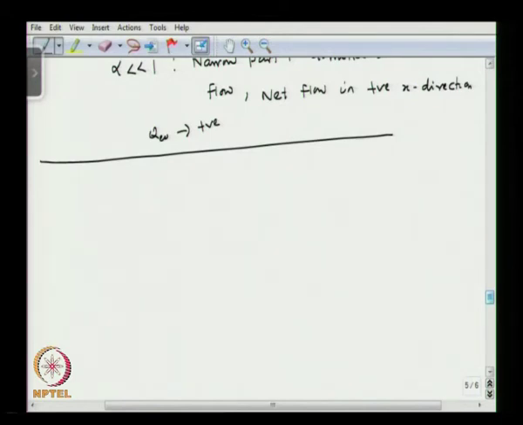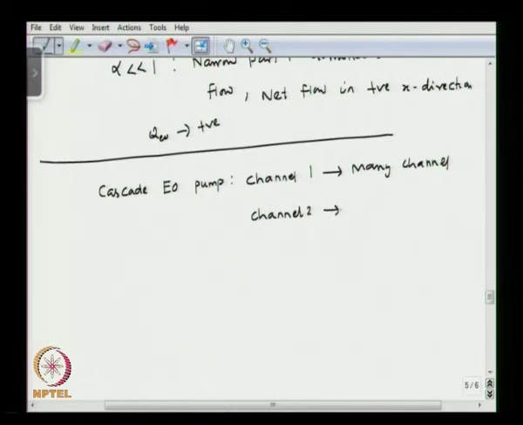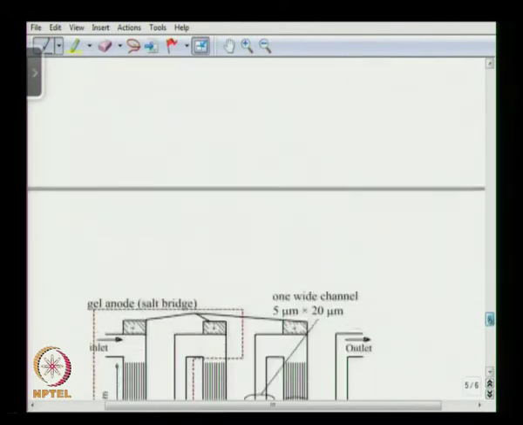Now, we can have such zero net voltage drop pumps in series. We can have many of these in series to build a micro pump which can enhance the pressure drop, the pressure capability of a micro pump. So, that is called a mini cascade electroosmotic pump, where we would have channel 1 as many channels and channel 2 as a single channel. Okay. So, this is shown here as you can see in the next page.